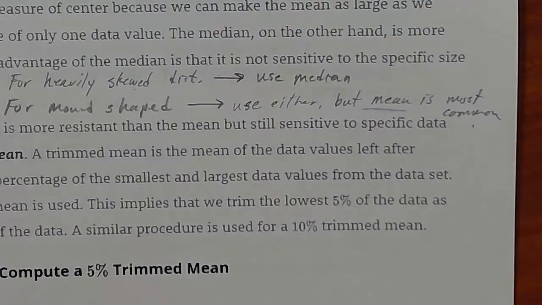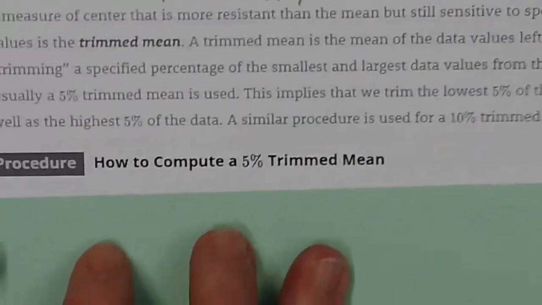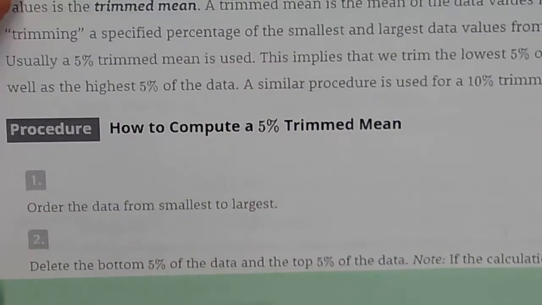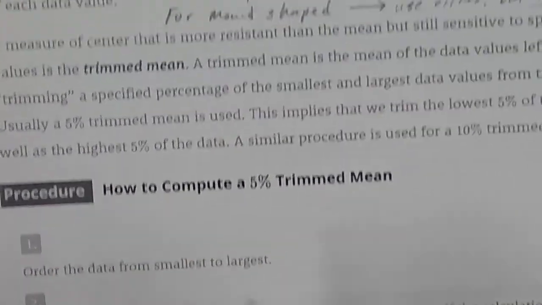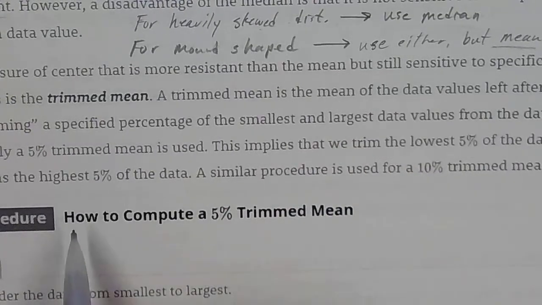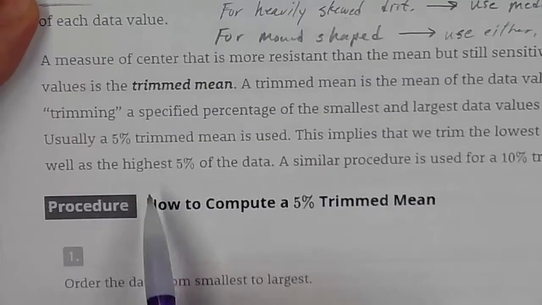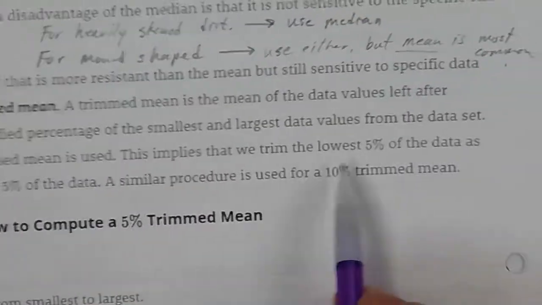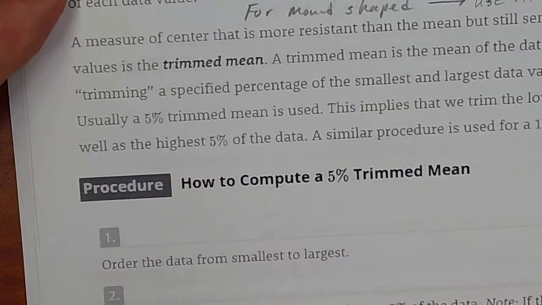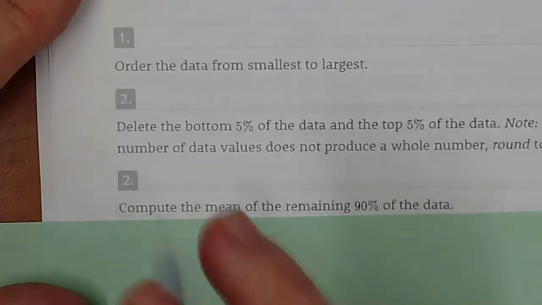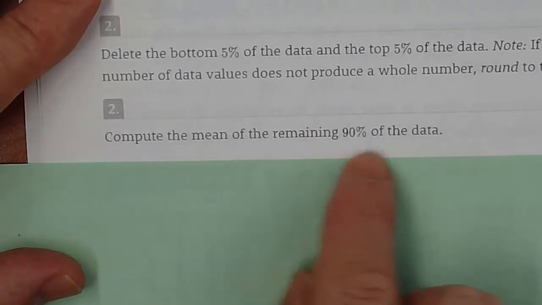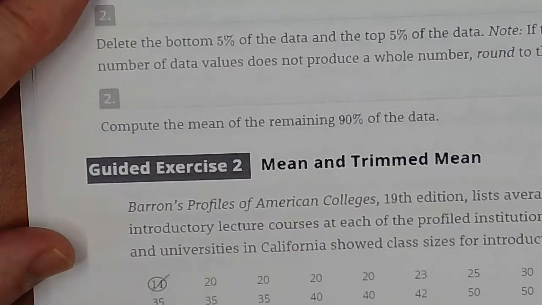All right, let's go ahead and do a trim mean next. A trim mean actually is one way to get rid of these outliers. What we're going to do for a trim mean, we always trim a specific percentage of the smallest and largest data values. We trim off the left and right if it's in order. So a 5% trim mean is used. This implies that we trim the lowest 5% of the data as well as the highest 5% of the data. Then we go ahead and find the mean. So we'd order it, delete those values, and then we compute the mean of the remaining 90% of the data.